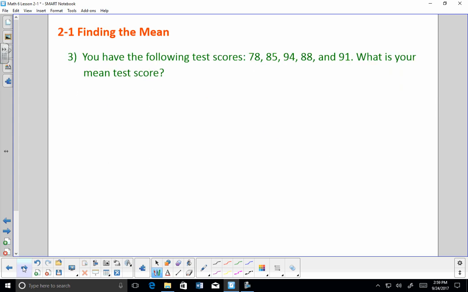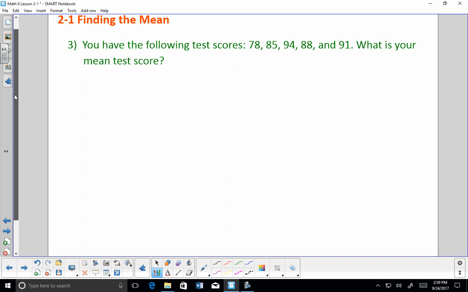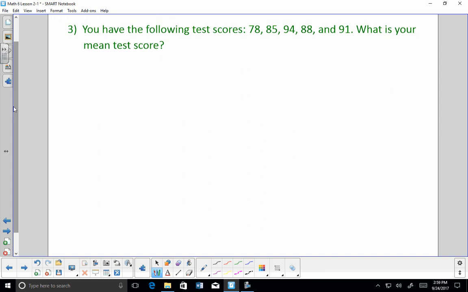Let's try one more problem using mean. You have the following test scores: 78, 85, 94, 88, and 91. But you want to know, what's my overall grade? Well, your overall grade will be based upon the mean of your test scores. So you need to take all of your test scores and then divide them by the number of test scores that you have. So we have 78, 85, 94, 88, and 91.